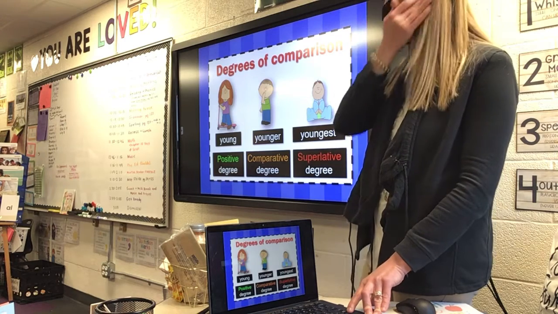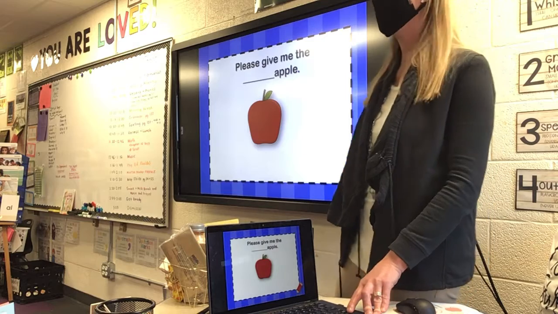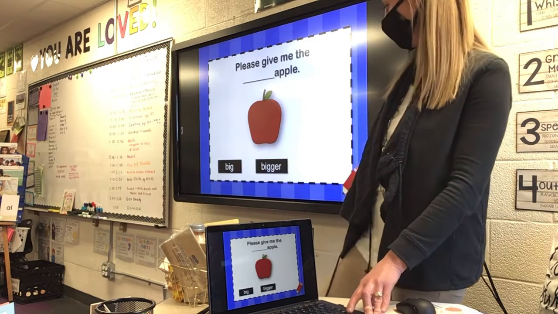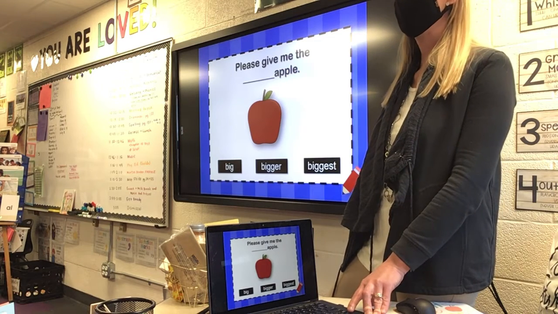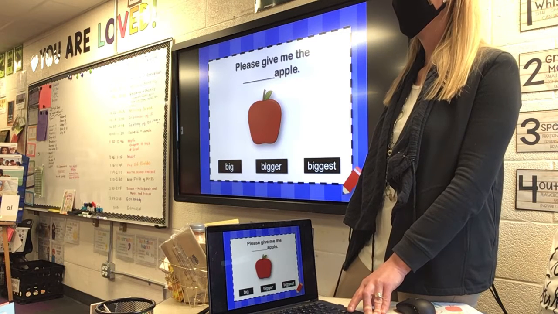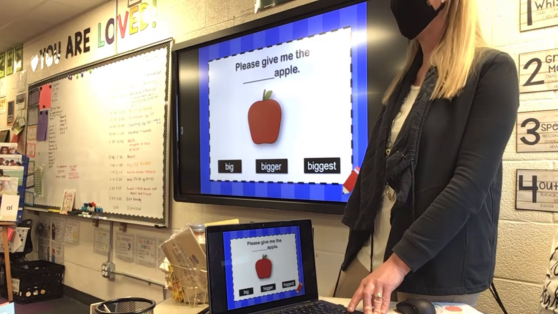Cute little baby there. Okay, now, please give me the blank apple. The big, bigger, biggest. Lily, what do you think? Please give me the blank apple.